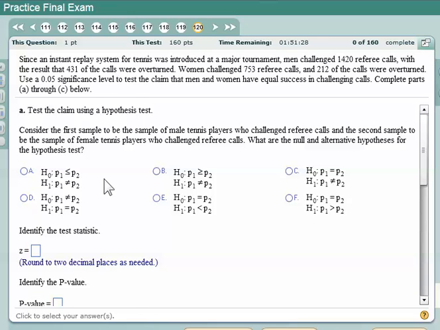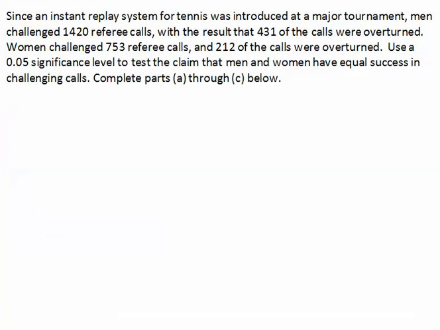All right, first part is write symbolically. And I want to do this the way I would normally do this on paper. So what I'm going to look for is the claim. And I'm going to jump right into where it says we are testing the claim that men and women have equal successes in challenging calls. In other words, we're talking about proportion. And I'll just go ahead and let the proportion of men be denoted by p sub M, and the proportion of women be denoted by p sub W.